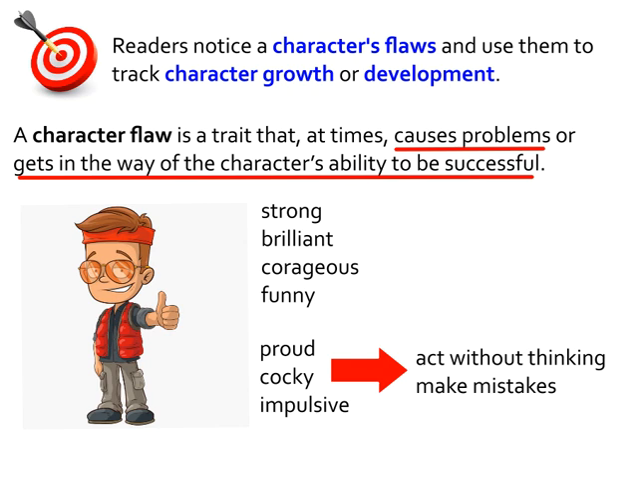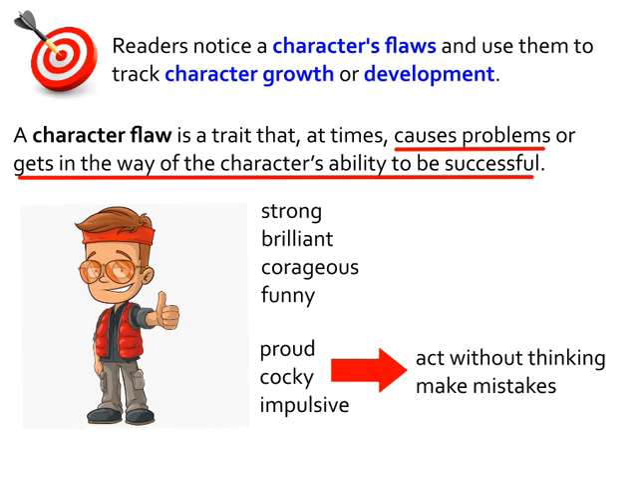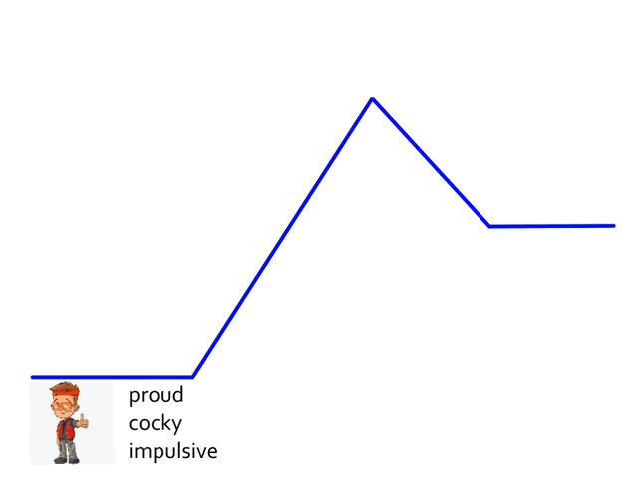We're going to take a look at a story plot map. Early on in a story or a novel, the author is going to reveal a character's flaws. You're going to have moments where the author gives you a glimpse at some of these traits that are going to cause the character problems throughout the novel or get in the way of their ability to be successful. Those character flaws, then, are really going to drive the rising action.